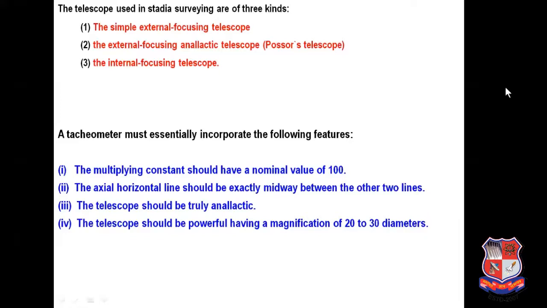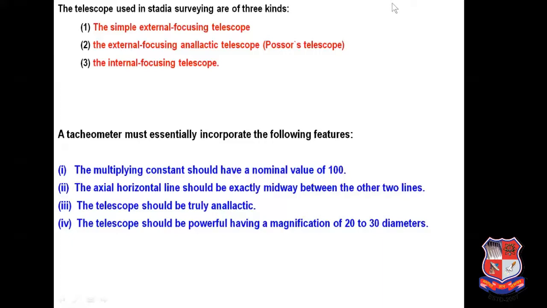Now, let us discuss some minor points in case of tachyometric surveying. The telescopes used in the stadia surveying are of three kinds. Whatever telescope we are using for the surveying purpose, it is of three types. One is the simple external focusing telescope. Second is the external focusing telescope with analytical lens, and third is the internal focusing telescope.